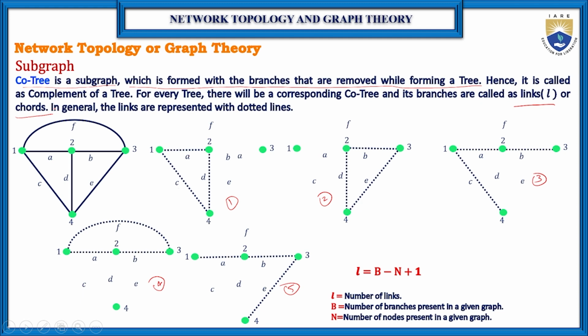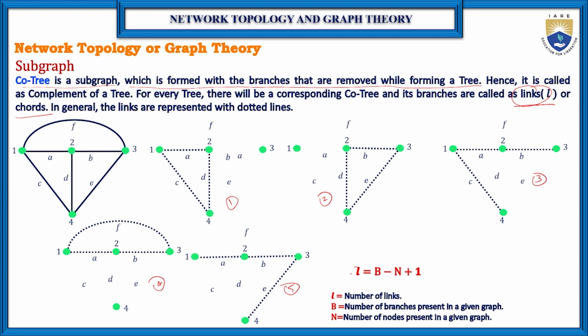In the tree, the branches are called twigs, but in the core tree, the branches are called links or chords. This is also important because in the further topics we are going to use this terminology. So that's why these are very, very important: what is meant by link, what is meant by chord, and what is meant by twig. Fine.